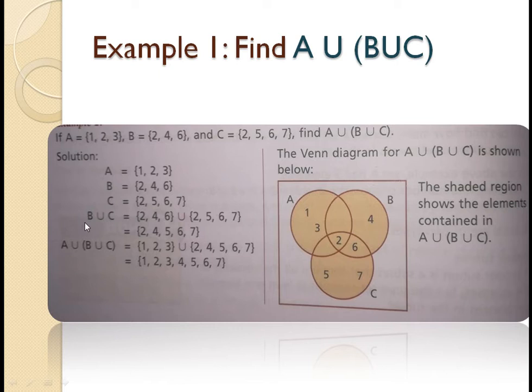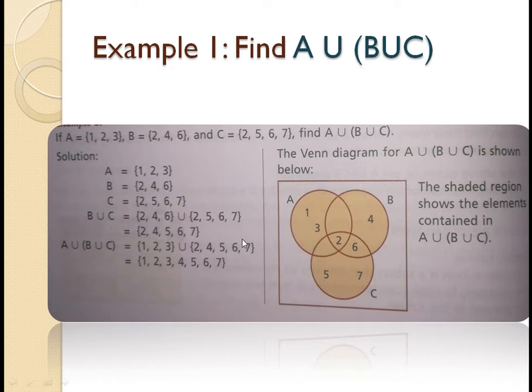Then we will first find B union C, which is {2, 4, 6} union {2, 5, 6, 7}. Union means we have to combine them: 2, 4, 5, 6, 7. After that, A union B union C. Now set A has 1, 2, 3, and B union C is 2, 4, 5, 6, 7. Here is the answer, which is equal to {1, 2, 3, 4, 5, 6, 7}.